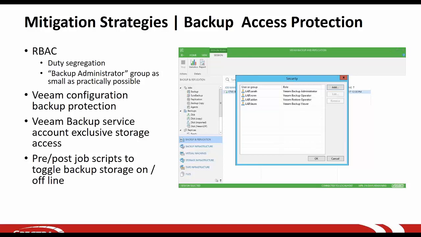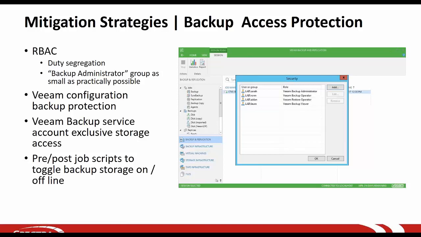Or maybe there's a very small handful of people that you want to be full administrators, or if you have audit and compliance people that need access to your Veeam environment, again, just make them viewers. Try to keep that backup administrator group as small as you can.